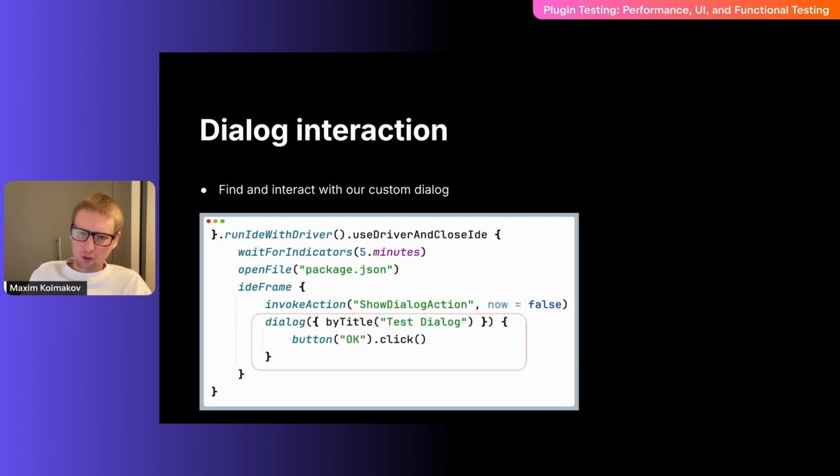This isn't just for organization, it actually helps us find components more precisely. When we look for the OK button, we are only searching inside our specific dialog, not everywhere in the IDE. This makes our test both more reliable and faster, since we are looking in exactly the right place.